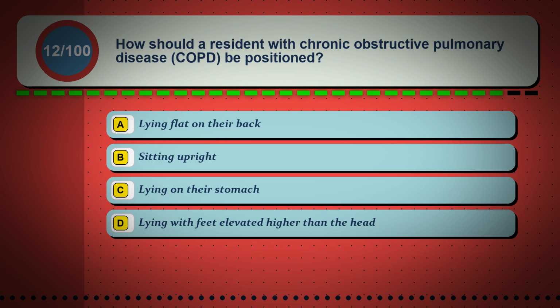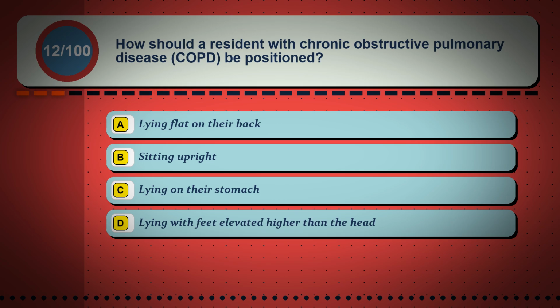Question 12. How should a resident with chronic obstructive pulmonary disease, COPD, be positioned? Option A. Lying flat on their back. Option B. Sitting upright. Option C. Lying on their stomach. Option D. Lying with feet elevated higher than the head.